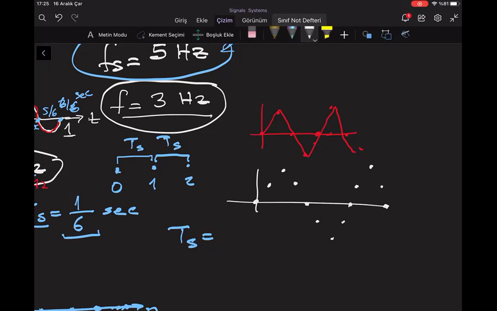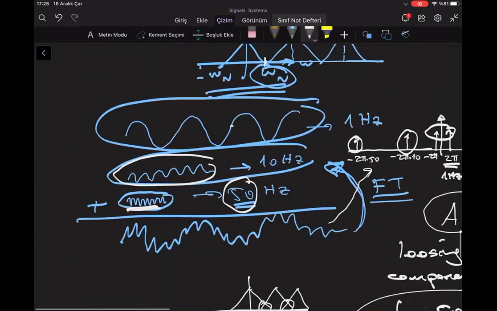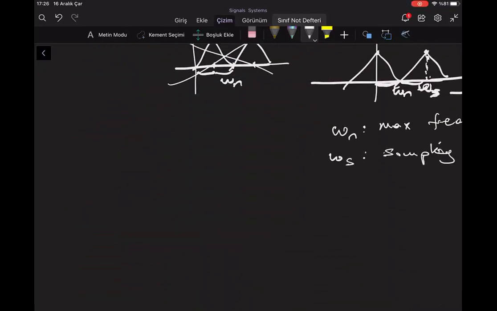So if you do this in MATLAB, I hope you have done it because I asked you to do it. If you increase the sampling frequency or decrease the period between 2 samples, you will see that it will be a lot closer to a sinusoidal signal like that. Okay? So what is my message here? In theory, we have to make sure that our omega S should be at least 2 omega max.